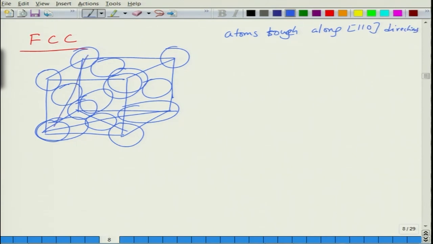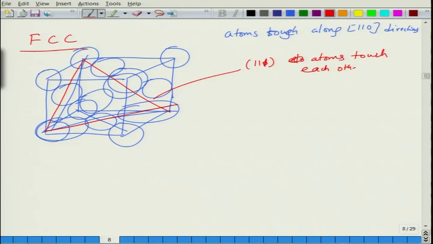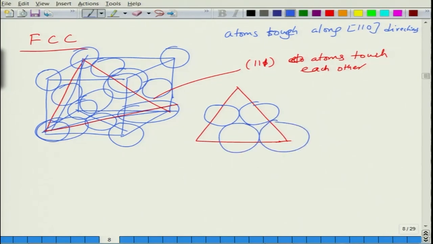And there is a plane which is this plane, which is 111, sorry, which is the plane in which atoms touch each other. So essentially the 111 plane will look something like this. Let me see if I can draw it correctly. Something like this. This will be the 111 plane, all right.